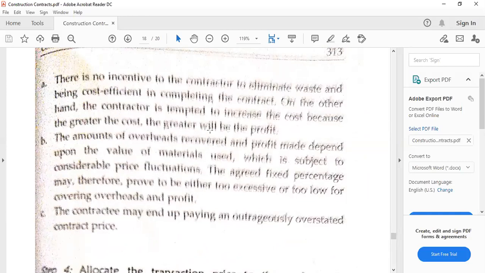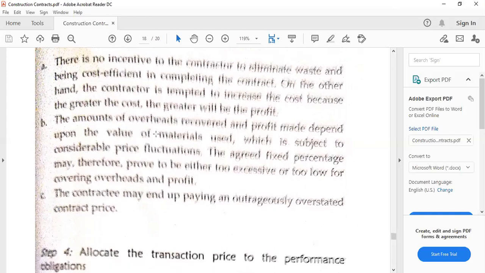In that case, because there is that particular clause, on top of the price we can just add the cost with a certain percentage. So that would be the case, because remember, the higher the cost, the greater will be the profit. And then the second one is that the amount of overheads recovered and profit may depend upon the value of materials used.